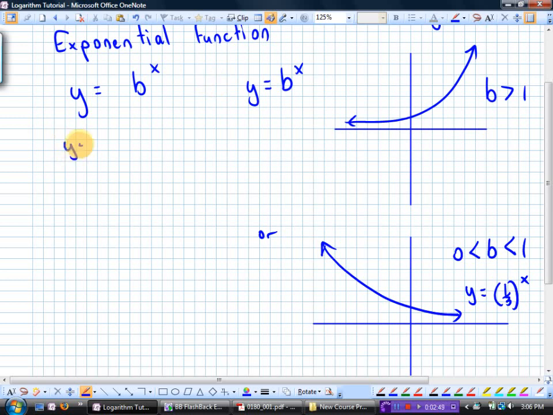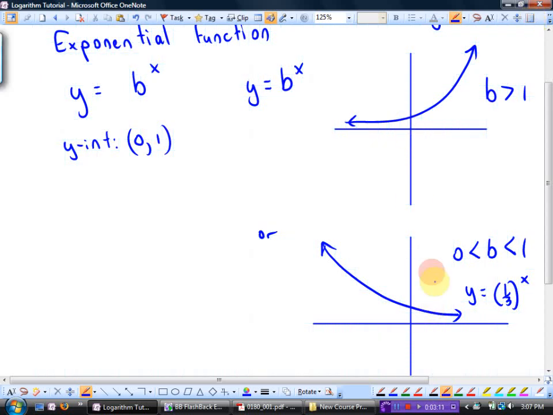They all had a y-intercept of 0, 1. And you can memorize that, or you can derive it. If I put a 0 in for x, what's anything to the 0 power? 1. So remove the graph paper, because this is not to scale at all. That point right there is 0, 1, and that point right there is 0, 1.